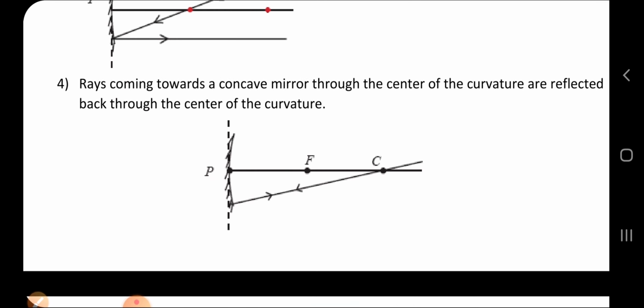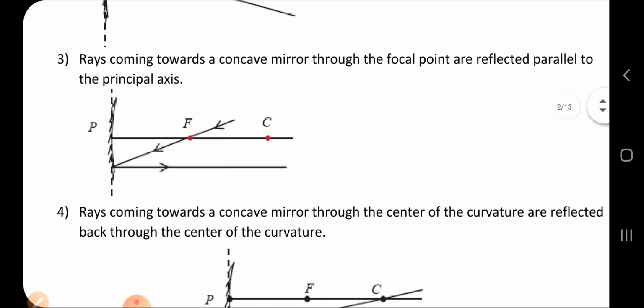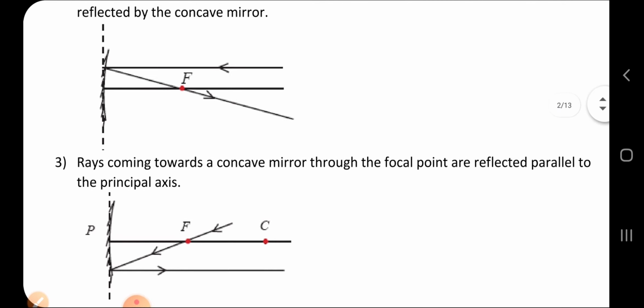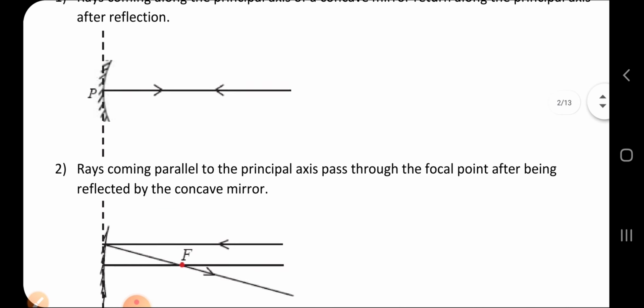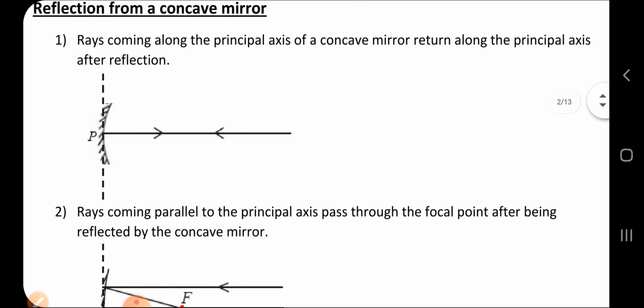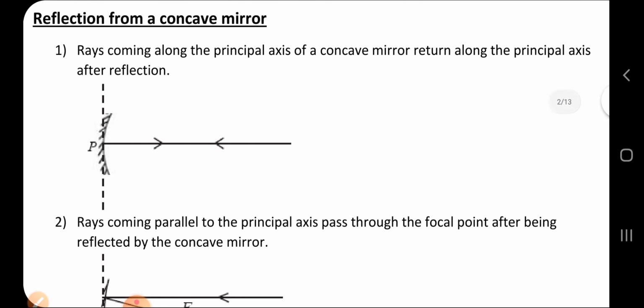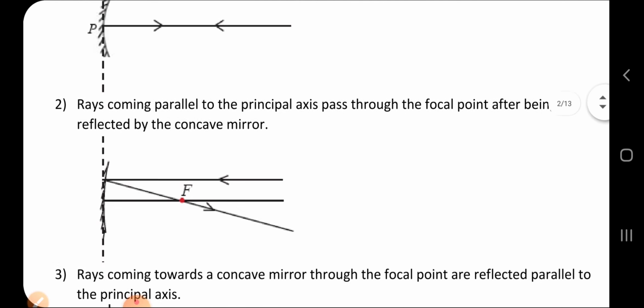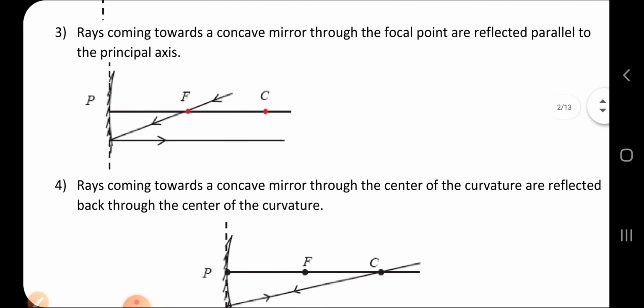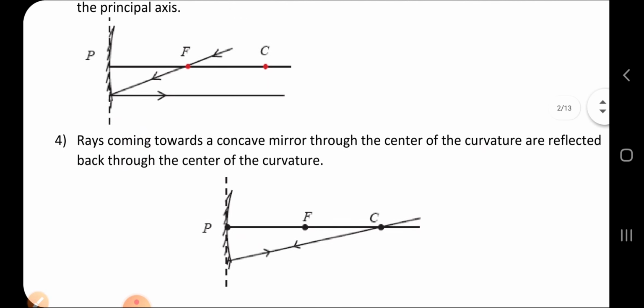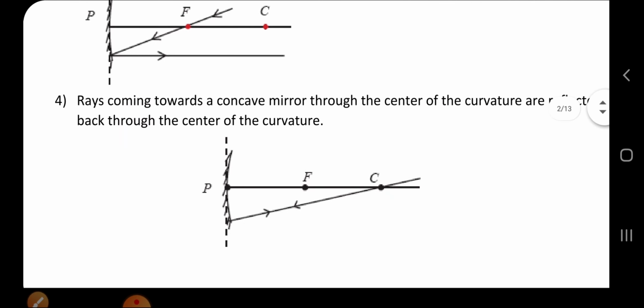In the 4th one, as you can see here, when a light ray comes towards a concave mirror through the center of the curvature, it will be reflected back through the center of the curvature, right? So as I told you in the first one, when a light ray comes along the principal axis and hits the pole, it will be reflected along the principal axis, right?